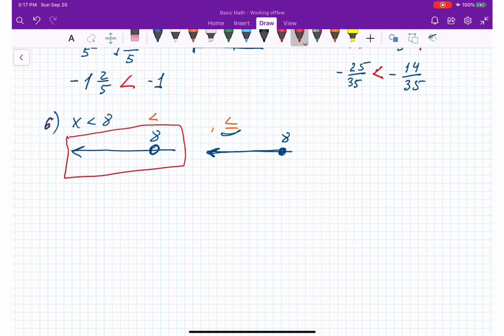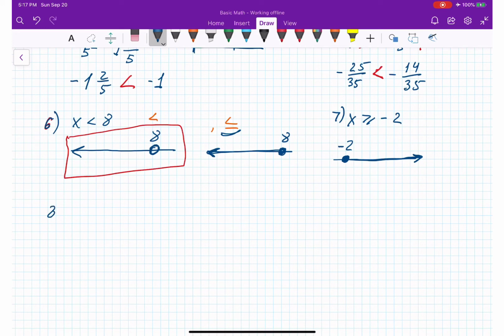Next one, number 7. X greater equal negative 2. Okay, greater equal, so since the equal sign is present, it's going to be a solid circle, right? At -2, and it's greater equal, greater comes this way, yes? All right, next.